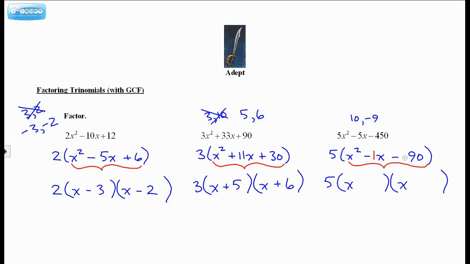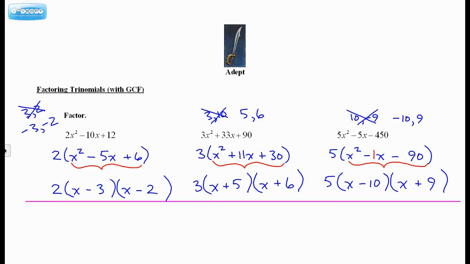Those multiply to negative 90, but if I add these together, I would get a positive 1, which is not what I want. So let's try it the other way. Let's try negative 10, positive 9. Again, those multiply to negative 90, but if you add them together, you do get negative 1. So those are the numbers that I'm looking for. Perfect. That one's done. Now I've just drawn a line here to separate what I've done from what I'm about to do, and that is I'm just going to show the check.